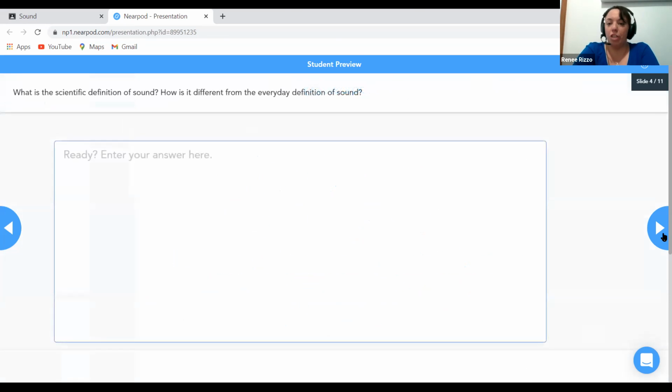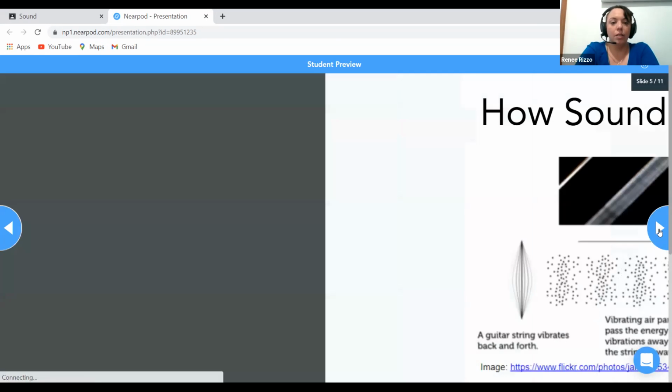Open-ended question, which I incorporated just to check for understanding. What is the scientific definition of sound and how is it different from the everyday definition of sound? I would definitely answer this in a class discussion with your students.